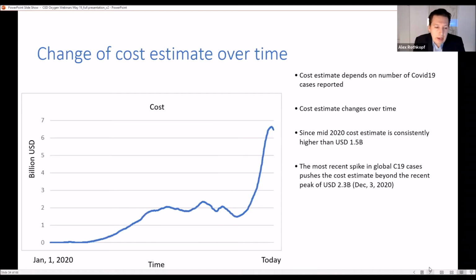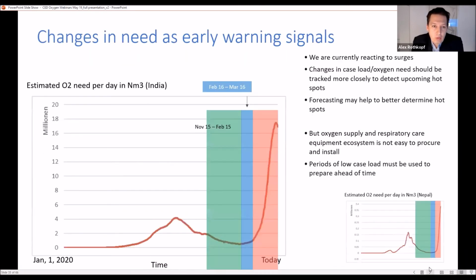This brings me to a point that I wanted to highlight here about using this tracker not only as an advocacy tool, but maybe also as an early warning system. If we go to the next slide, because what we see over the last, say, 1.5 years of response is that we are very reactive to surges.